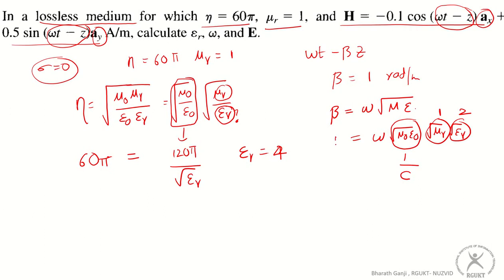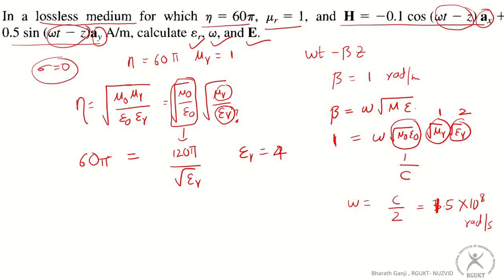So beta is 1, which is given here. From here I can say omega is nothing but c divided by 2 radians per second, that is 3 into 10 to the power of 8 divided by 2, which is 1.5 into 10 to the power of 8 radians per second. So that is omega. So we found epsilon r and we found omega. The last part of the question is to calculate the electric field.